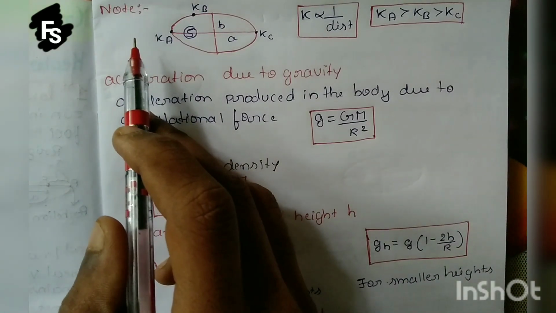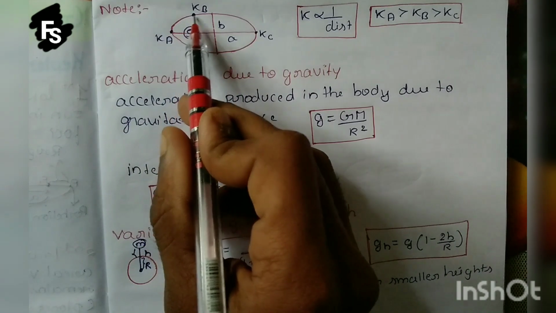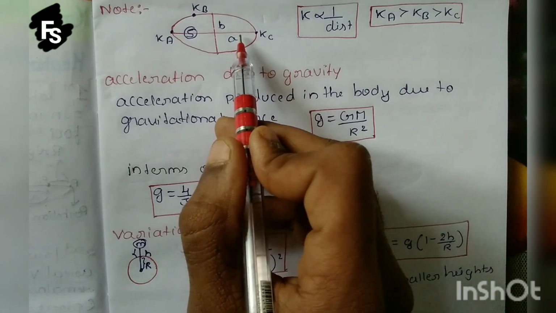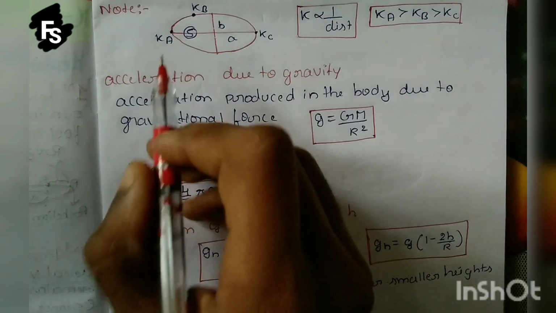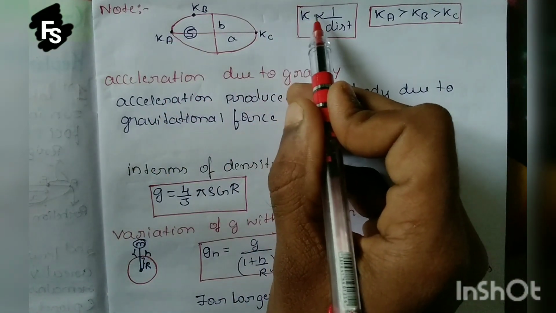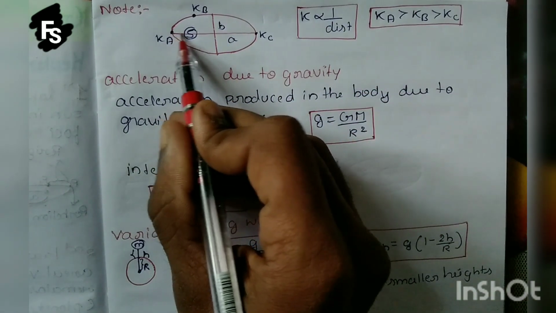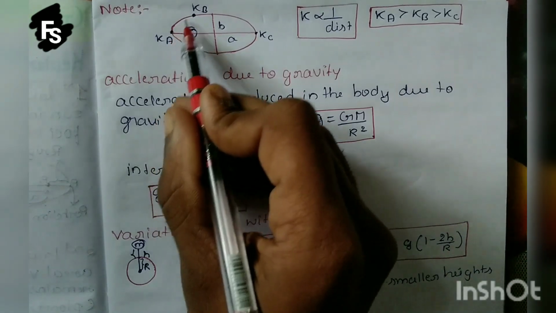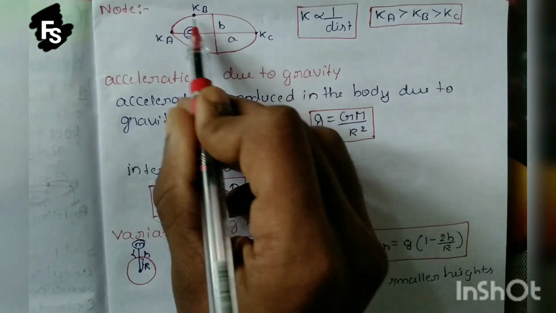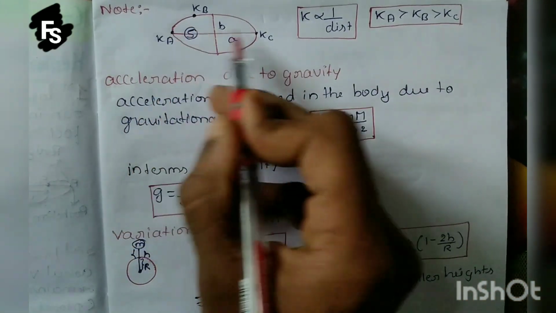Next, there is a note point. See here, this is the sun and these are the planets' positions: the planet at position A, at position B, and at position C. What is the difference in kinetic energy at different positions of the planet? Kinetic energy is inversely proportional to distance. So Ka, the kinetic energy at position A, where the sun is near, is more, and at B it is less than this but more than Kc. Kc is the least. So Ka is greater than Kb, which is greater than Kc. The speed is also greater here than here.